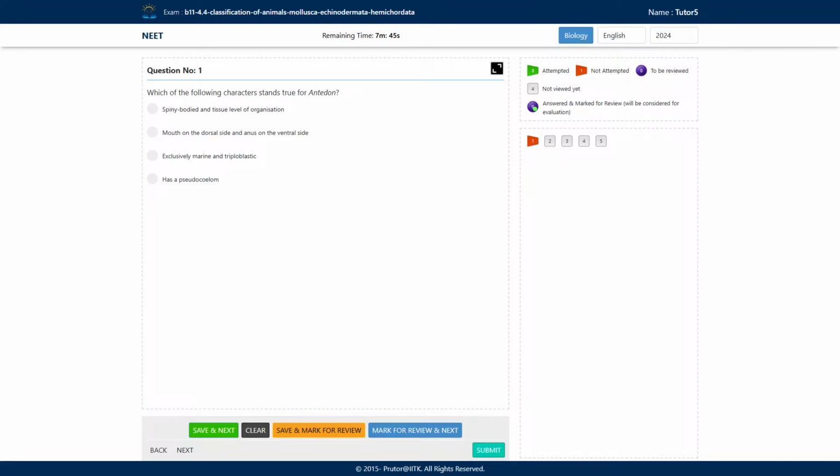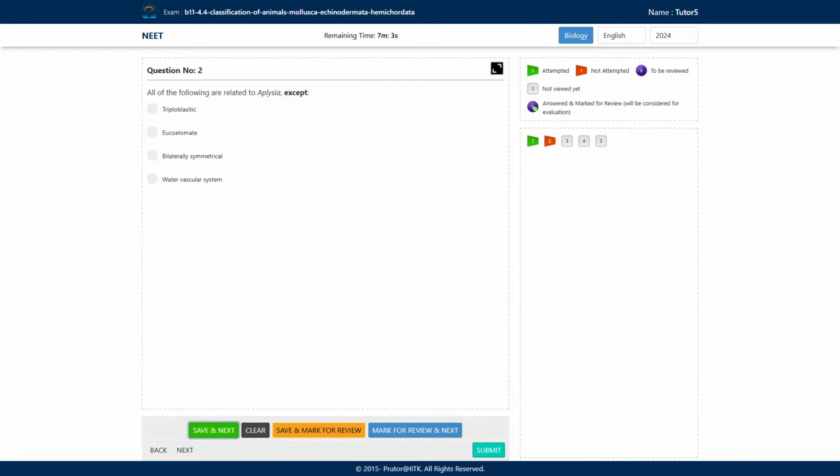The correct answer is option C, exclusively marine and triploblastic. Marine means it can live in salty waters; it lives in seawater or oceans. Clear? Pseudocoelom is the wrong option here. Pseudocoelom means the body cavity is not surrounded by the mesoderm. Pseudo means false. So they have an incomplete coelom, where the body cavity is not surrounded by the mesoderm layer.